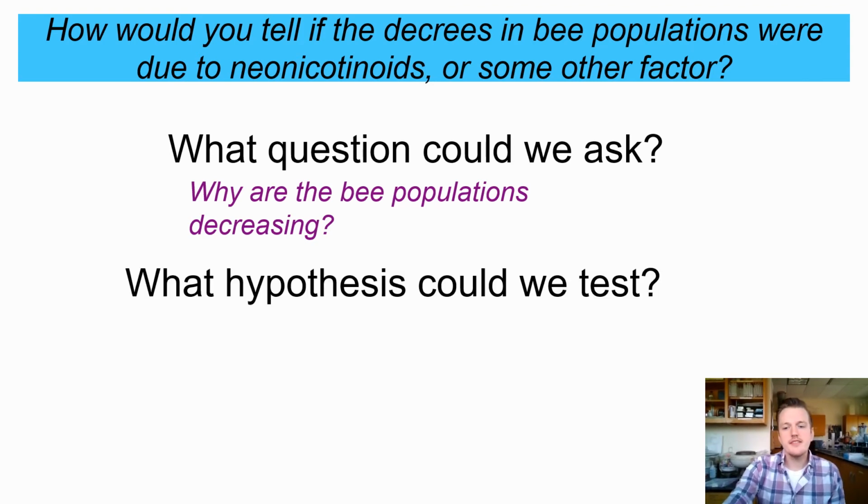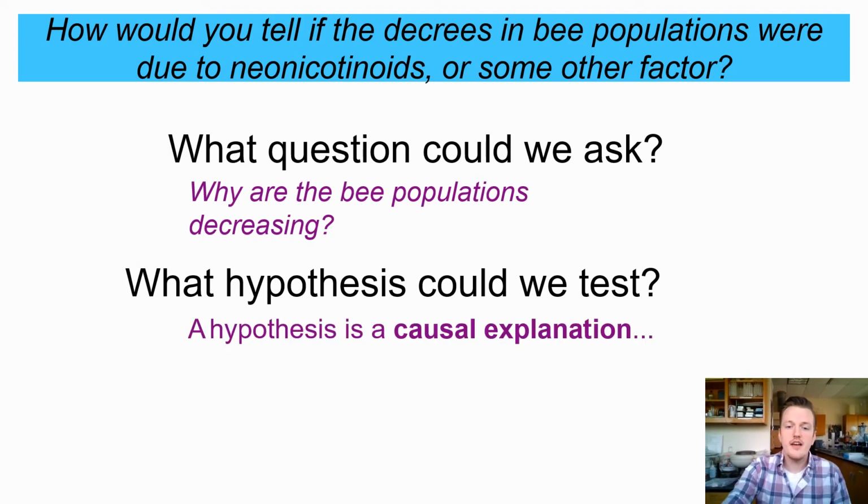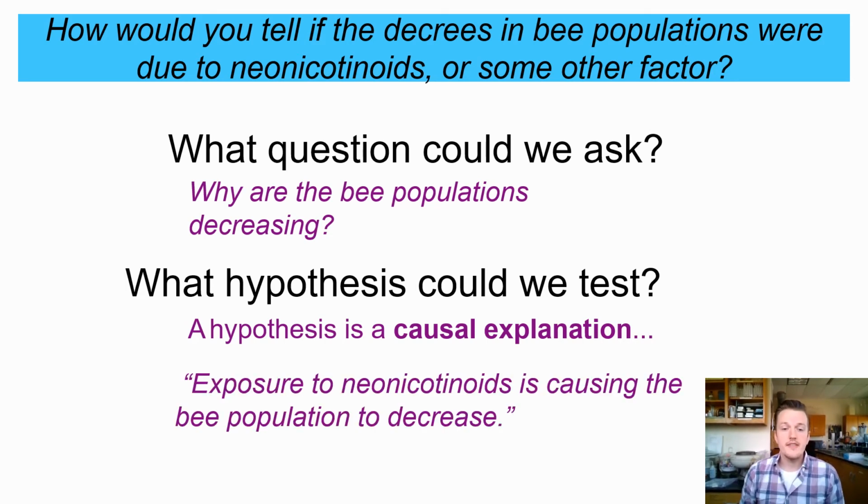And what hypothesis could we test? So in this case, a hypothesis is a causal explanation. So it's not a casual explanation, which is how I read that the first time, every time I see the word, but it's a causal explanation. So we're looking at what the cause of the decline is. So in this case, the hypothesis that we would phrase would be exposure to neonicotinoids is causing the bee population to decrease.